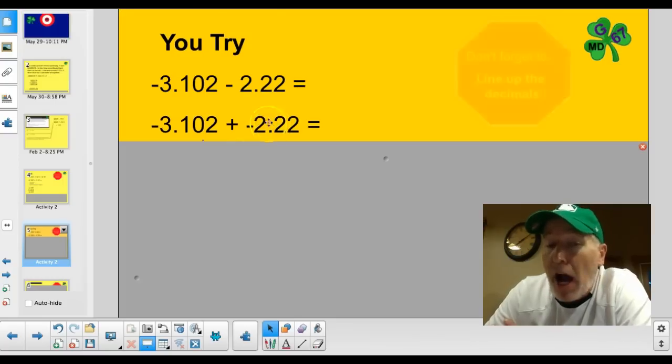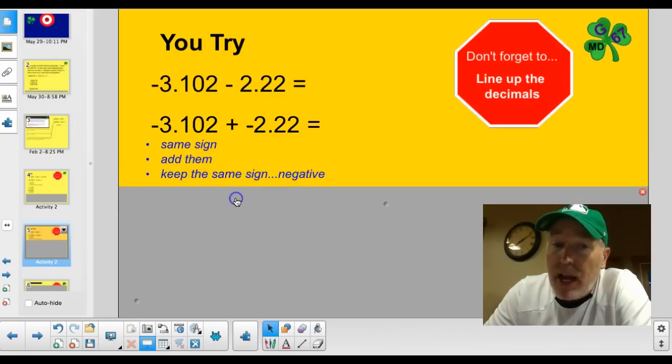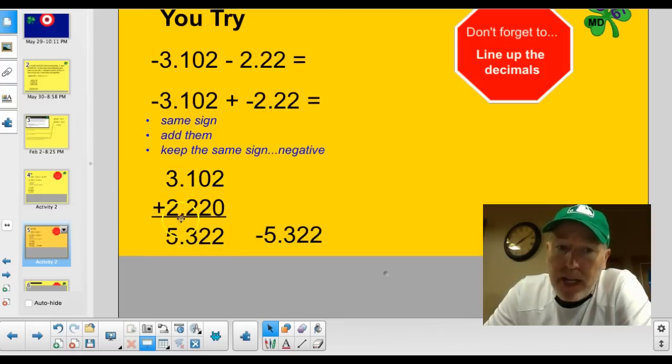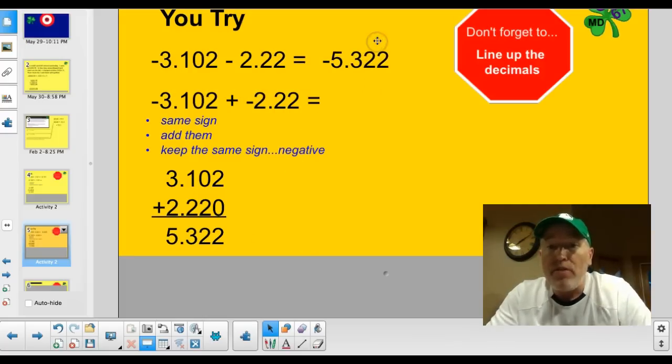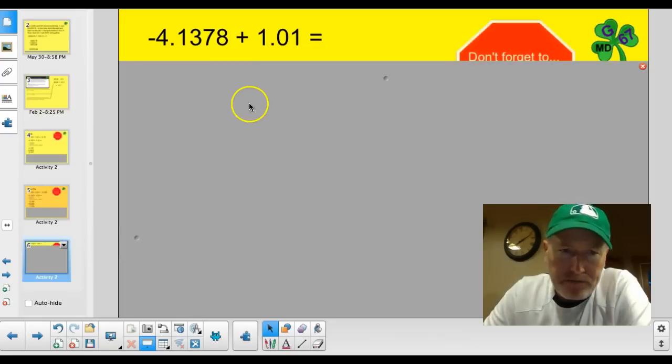Maybe you didn't need to. I do. It helps me to go that I'm adding two negatives together, because then I know I'm going to keep the same, they're the same sign. I'm just going to add them, and I'll keep the same sign here, which is negative, because they're both negatives. All right, so let's take a look. I lined them up, lined up my decimals. I added them straight up. 2, 2, 3, 5. That's a negative, because it's a negative plus a negative, 5.322.